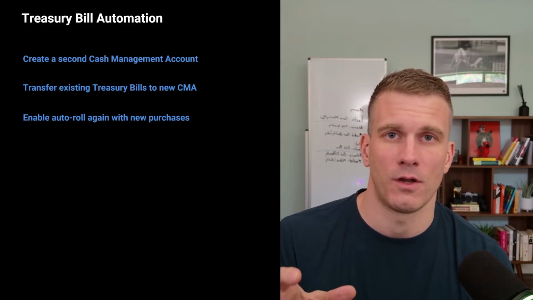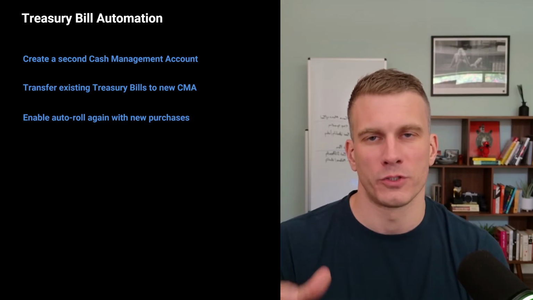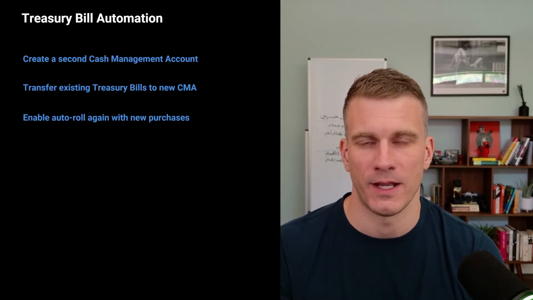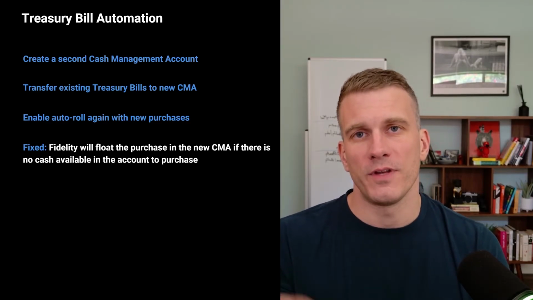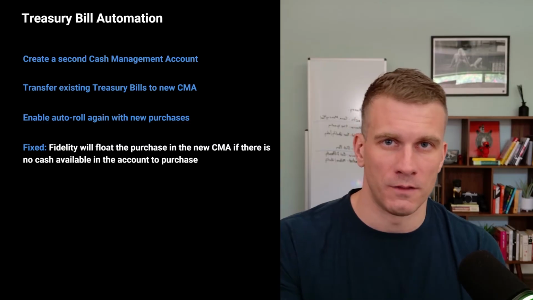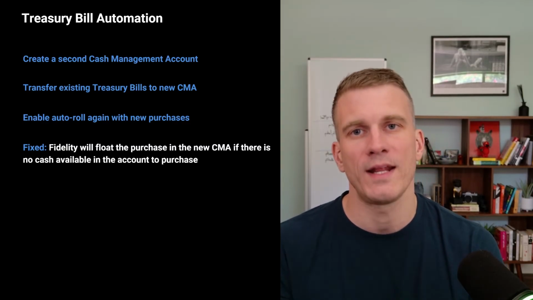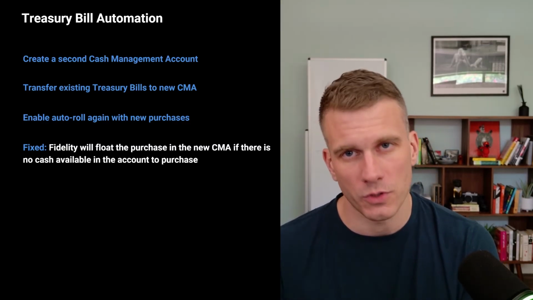So then the cool thing is that you'll have one CMA for your bills and your cash, and then you'll have a second account that just has treasury bills. So now you can enable auto roll for the treasury bills that you have in this second CMA, or if you have cash for purchasing new treasury bills, as you make treasury bill purchases, you can enable auto roll in the second account. And this is going to fix it. So Fidelity will float the purchase of a new treasury bill while it's waiting on the proceeds from one of your old treasury bills.